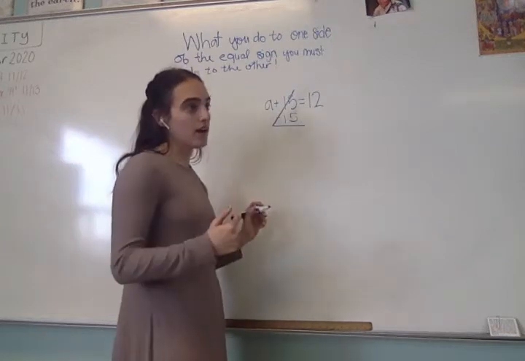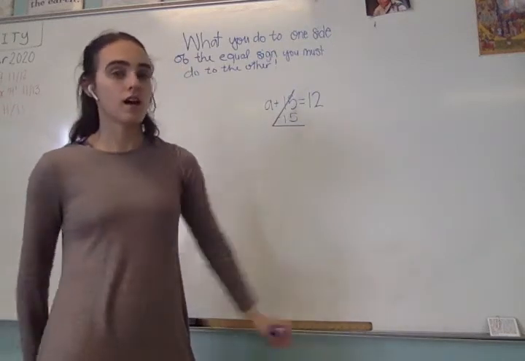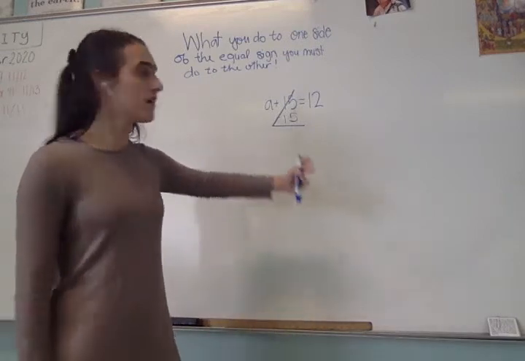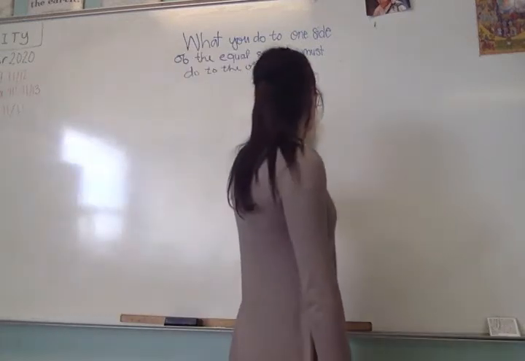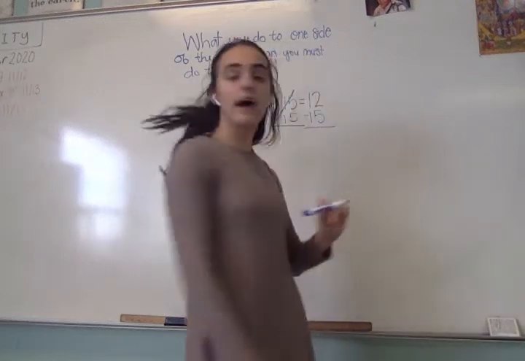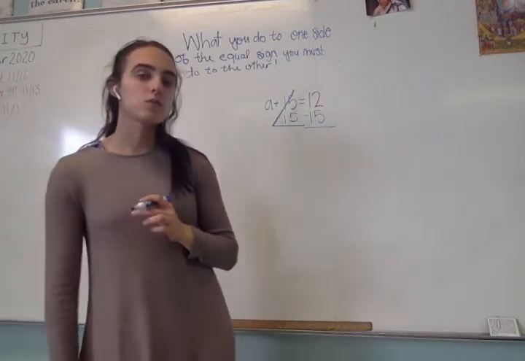And again, until I am blue in the face, I will say what you do to one side of the equal sign, you need to do to the other. So you subtract 15 from the other side of the equal sign.